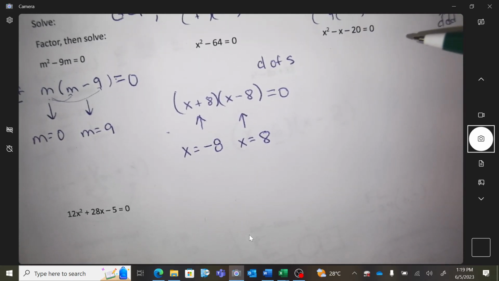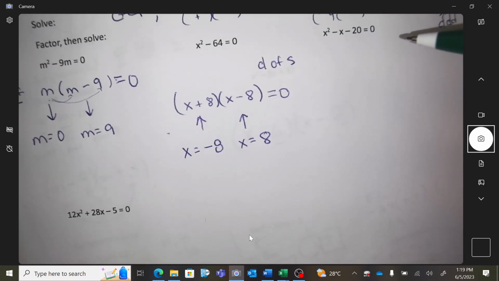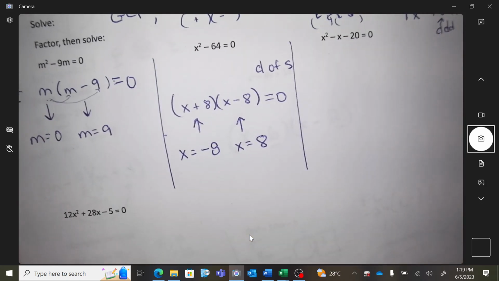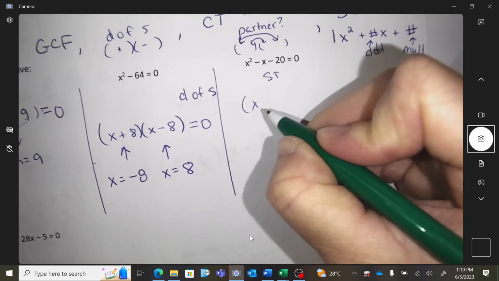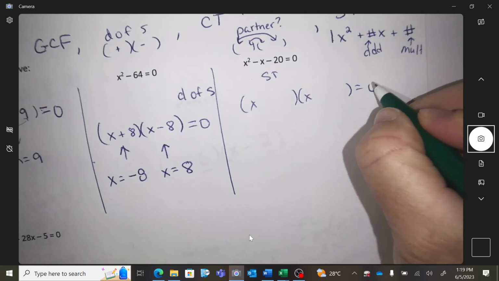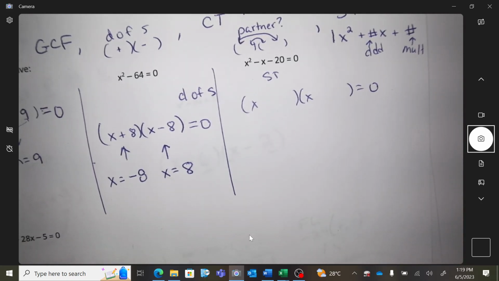Okay, I'm going to let you answer this question. What style is the third one? This one is a simple trinomial. So x, x. That makes my x squared. And then we said we wanted to do something and something.